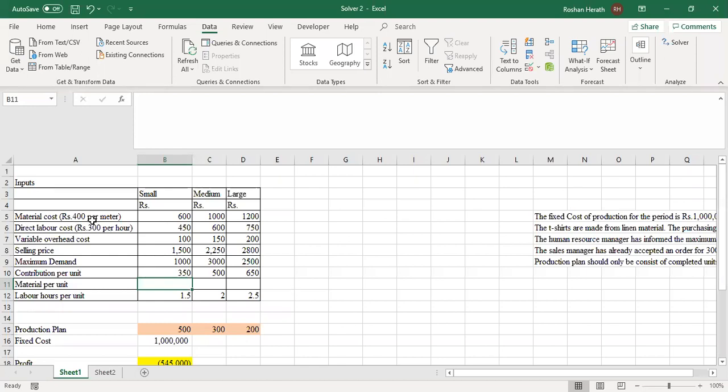So the material per meter costs you 400. If the small t-shirt would cost you 600 for material, then you know how much material is required. It's 600 divided by 400. It's 1.5. Again, you can simply drag that, and you can get the per unit requirement.